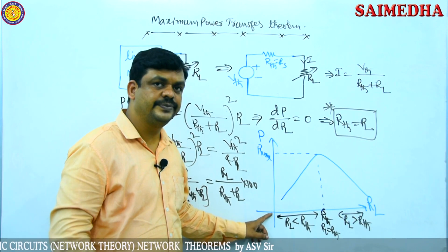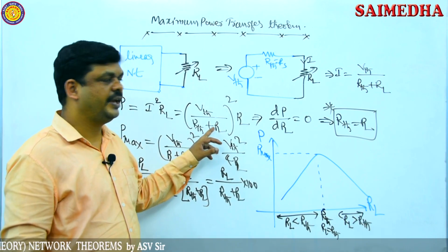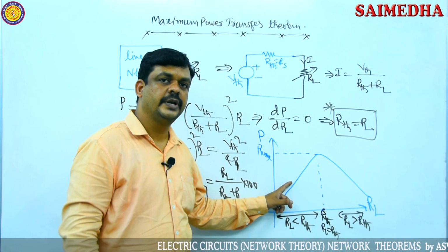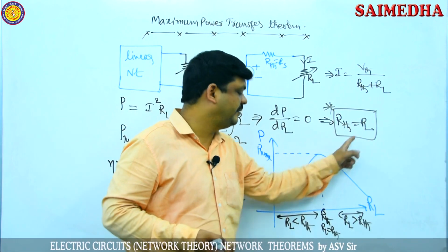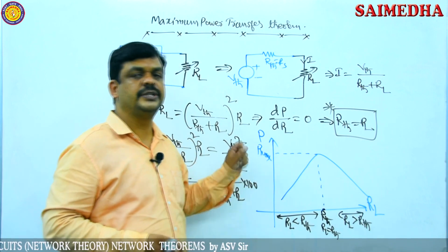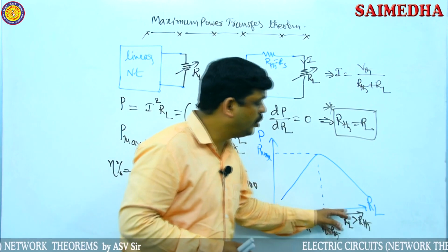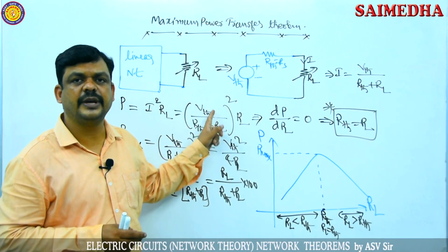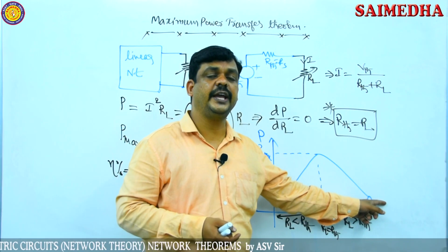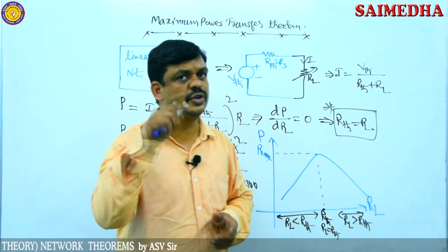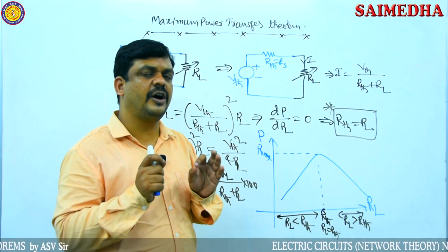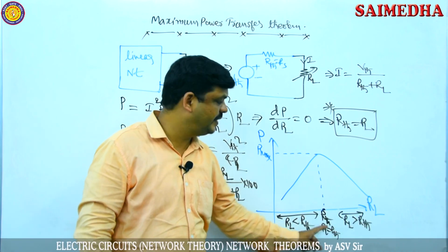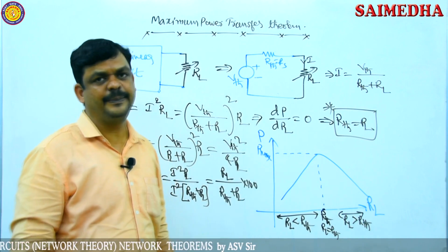Let us assume RL value is 0. Substitute 0 here. If RL is 0, the power is 0. And power is maximum at RL equal to R Thevenin. Then load resistance is a very high value, just assume infinity. Substituting RL equal to infinity, something by infinity becomes 0. So if the load resistance is very high, the power of the load resistance is 0 watts. The power of the load resistor is maximum at only one condition: RL equal to R Thevenin. Exactly at this point it gives the maximum power.